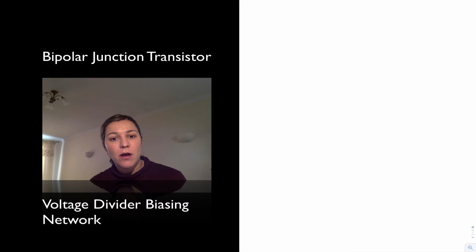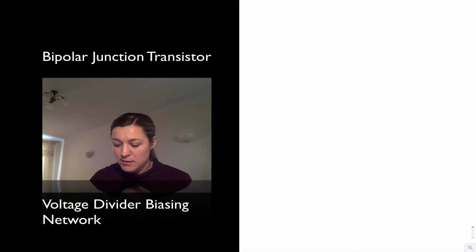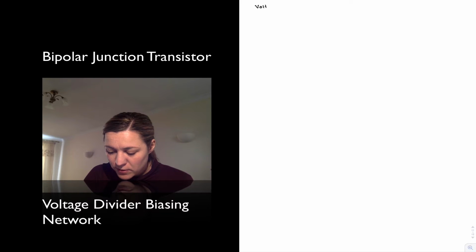And so one way of doing that is by using a voltage divider network. And that's why this configuration is called the voltage divider bias. So let's do voltage divider.